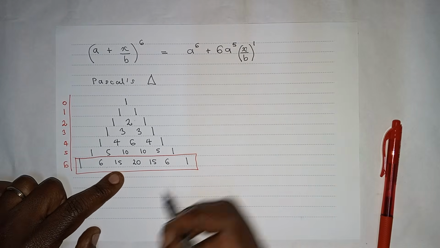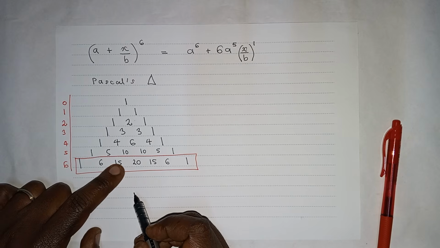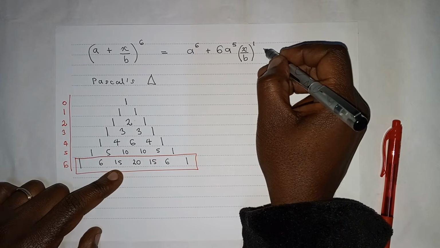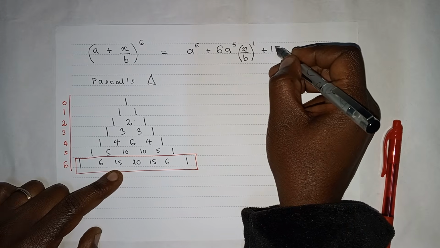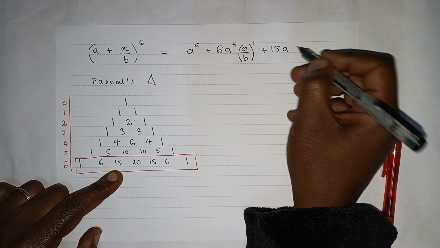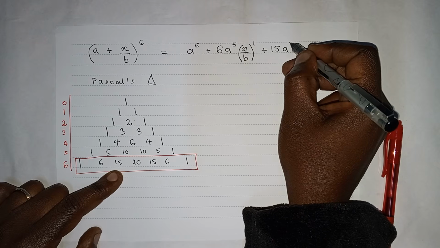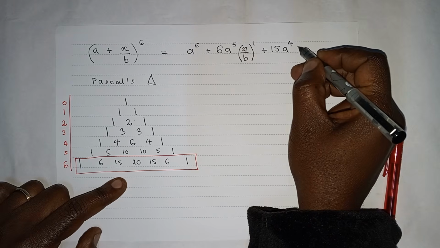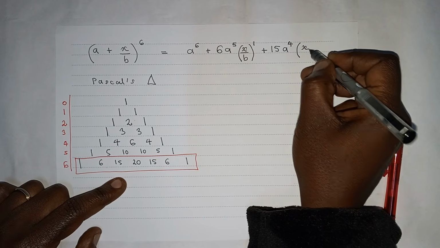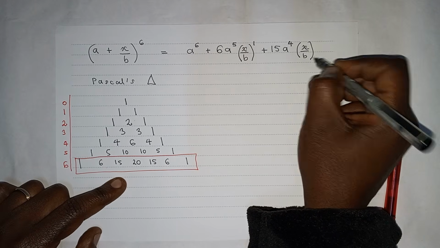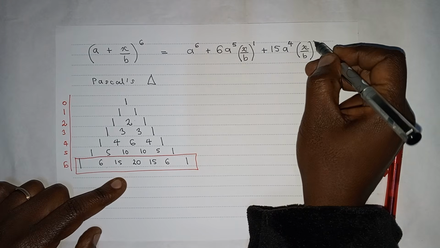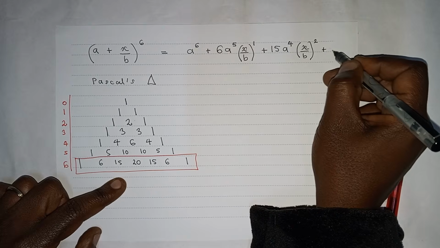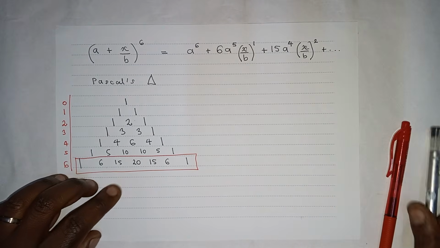The next term, the coefficient of the next term is 15. So we're going to have 15. A keeps reducing in power by 1, so we're going to have a raised to the power 4 there. And x over b increases in power. So we're increasing from 1, we're going to have power 2 there. And so on and so forth.